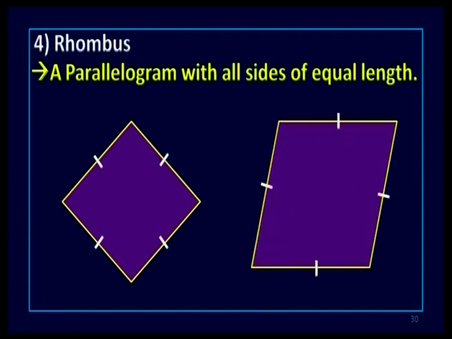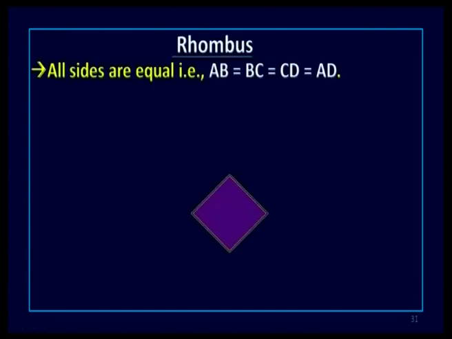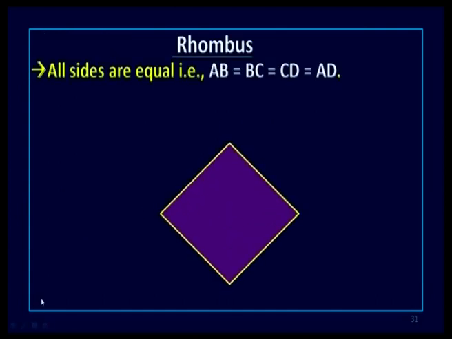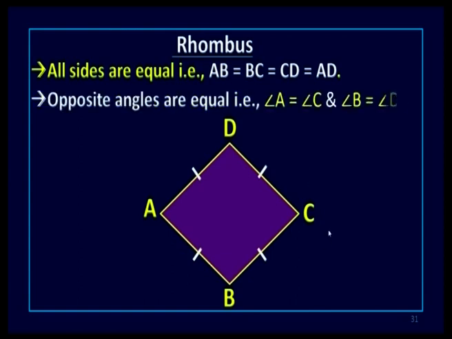And here also you can observe the same thing, children. These two opposite sides are parallel to each other and all sides are equal. So, I can call it a rhombus. All sides are equal. Children, in a rhombus you can see that all sides are equal, means AB equal to BC equal to CD equal to AD. In a parallelogram, opposite sides are equal, but in a rhombus all sides are equal.